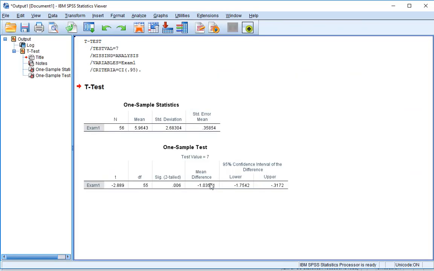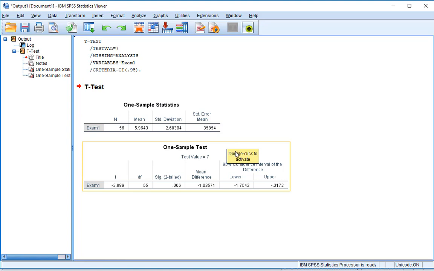When I press OK, a new window appears, and this is our output. We see the results of our t-test here are one sample statistics. Exam 1 had 56 participants, a mean of 5.9. Well, that already doesn't sound good, but let's see what the results show us. A standard deviation of 2.68 and a standard error mean of 0.35.